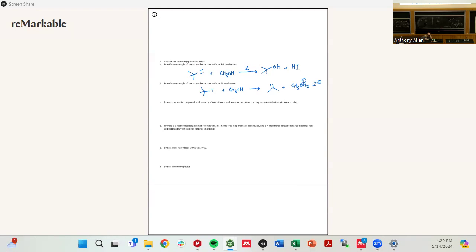An aromatic compound with an ortho para director and a meta director on the ring in a meta relationship to each other. Okay, so I need a group there and a group there to be meta. I'll have my meta director be NO2 and I'll have my ortho para director be methoxy. So that's OP. That's meta.